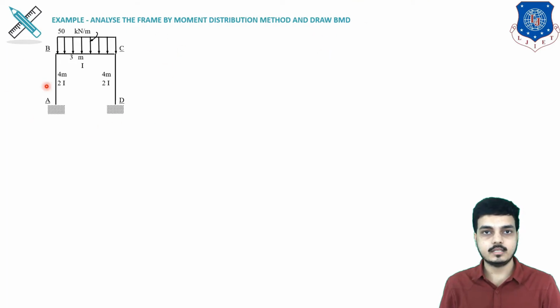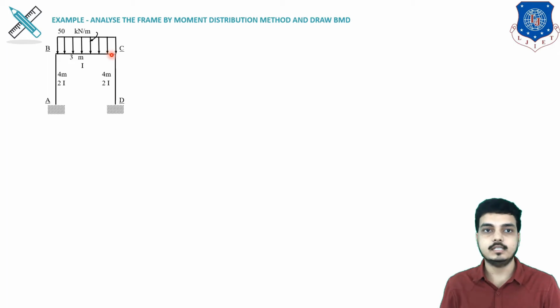Now here the frame is given. On AB, you can see there is no loading. On CD also there is no loading. Only BC has a UDL of 50 kN per meter. The length of BC is 3 meter with I of unit. AB is 4 meter with 2I and CD is also 4 meter with 2I. These two columns are identically similar. Both have a fixed support. Here B and C will be simple supports.